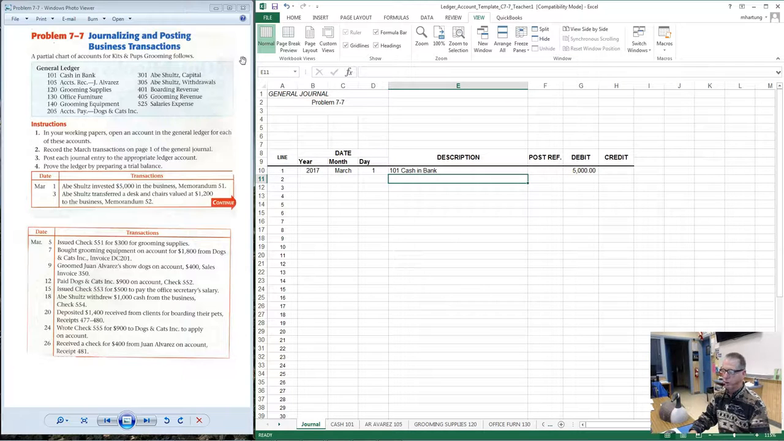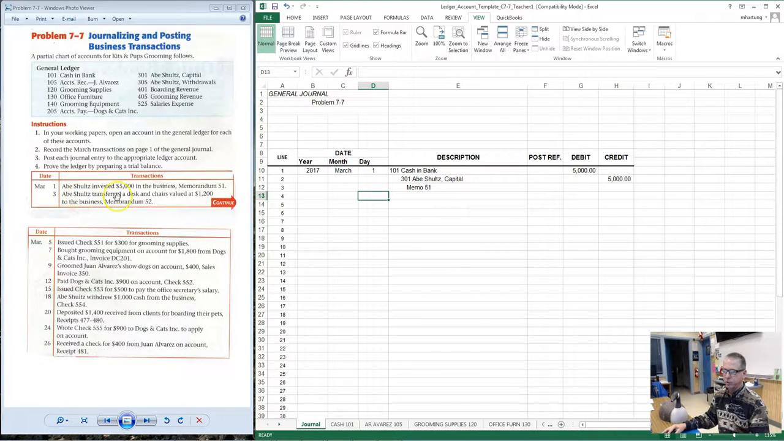Next, we need to do our credit, 301 capital. And that is a credit of $5,000. Source document, memo 1. So that transaction is now complete.